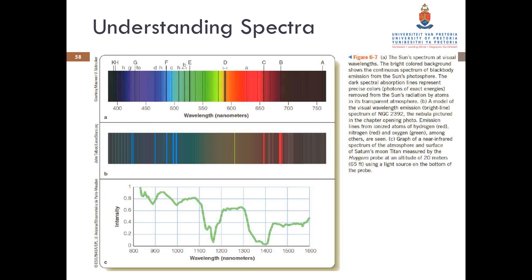And then in image C, a graph of the near-infrared spectrum of the atmosphere and surface of Saturn's moon Titan, measured by the Huygens probe at an altitude of 20 meters, using a light source at the bottom of the probe.